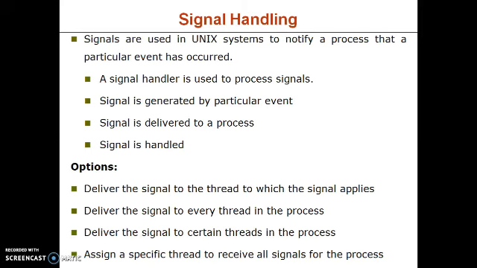In the first option, the signal will be delivered to the thread to which the signal applies. In the second approach, it will be delivered to all the threads. In the third, it will be delivered to certain threads in the process. And in the fourth one, we will have an assigned specific thread to receive all the signals of the process.